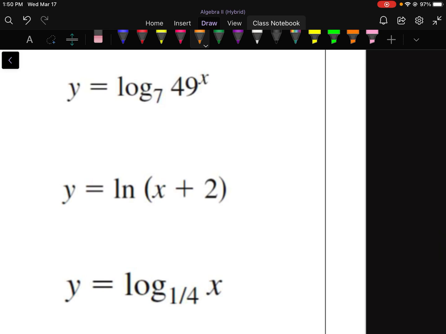Now over here, what we want to do is switch x and y. Log base 7 of 49y. Now we're going to rewrite this. I'm going to have to do some highlighting here. So 7 to the x power equals 49y, whatever number is following your log.